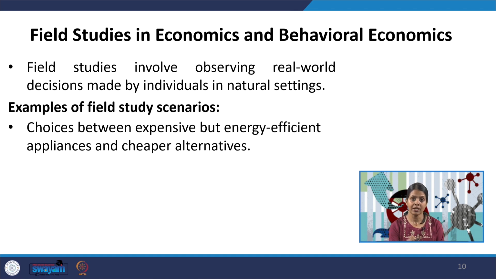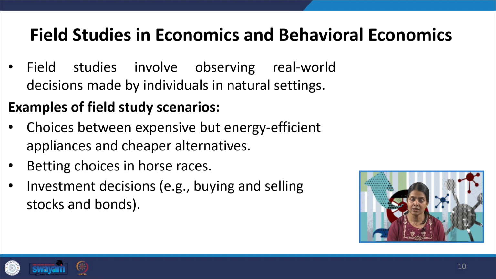There are 5-star ratings, 3-star, 4-star, 2-star, single star on electrical appliances that talk about the energy efficiency of those appliances. The prices also vary, different features also vary, but given the information on energy efficiency, one can always try to track what kind of preferences individuals tend to have generally. Betting choices in horse races, investment decisions, for example, buying and selling stocks and bonds. So, these are examples of field studies.